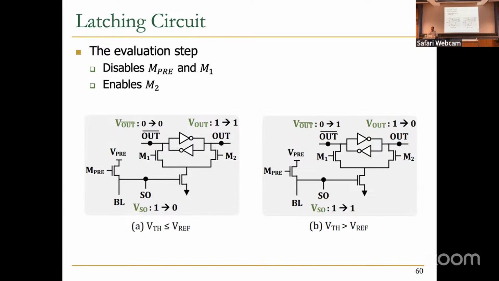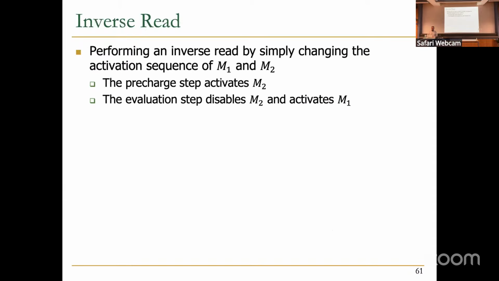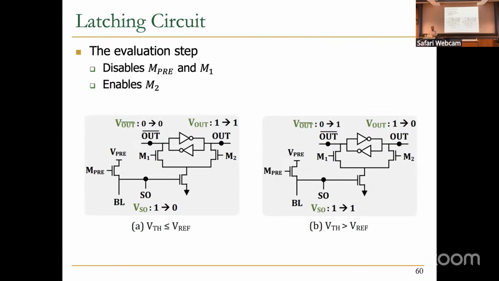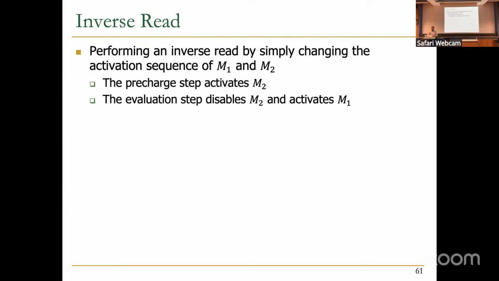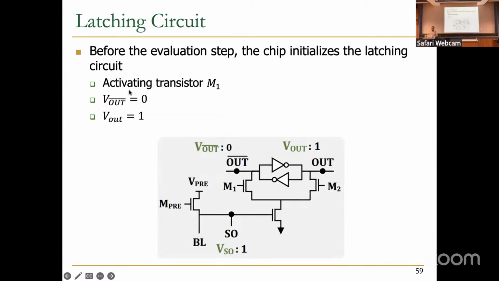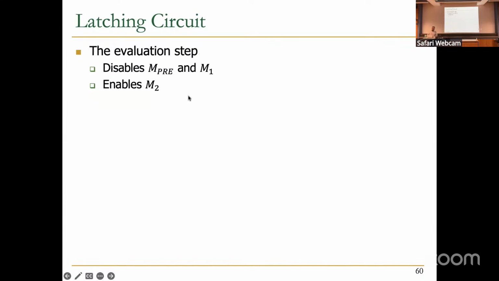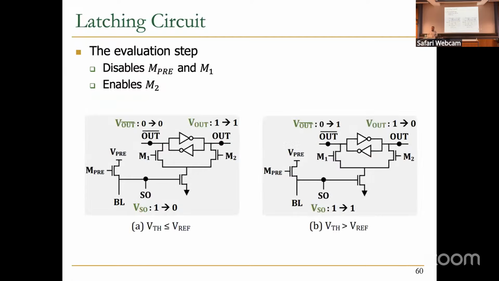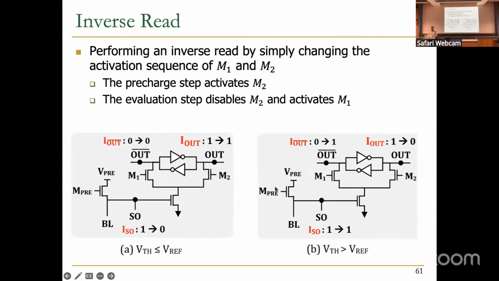Interestingly, we can also implement inverse reading, which means we can actually do a NOT operation using this. If you just switch the activation of these M1 and M2 transistors the other way around, you essentially first activate transistor M2, then disable it and activate transistor M1. Then you're going to read the reverse value. And with that, you are actually implementing NOT with NAND flash chips.